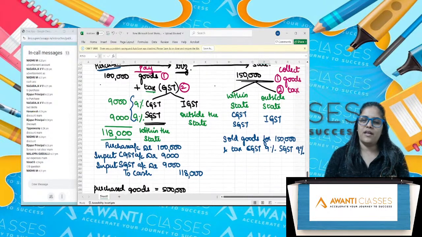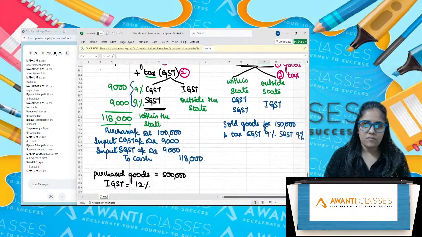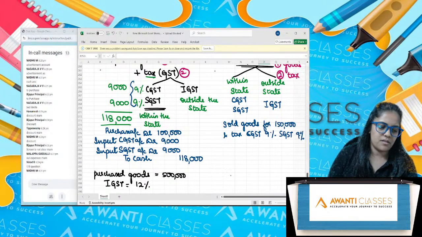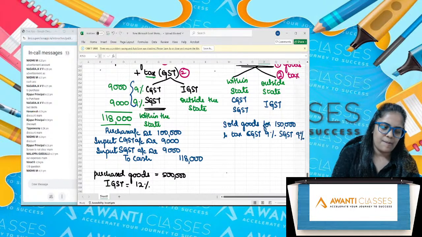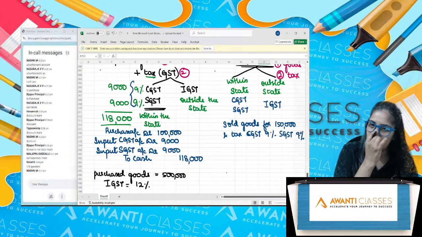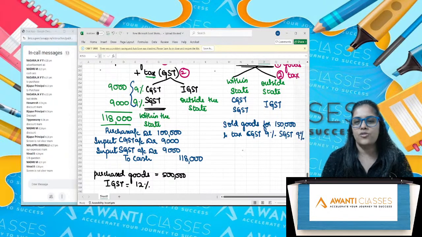So what will the entry be now? First of all, how much is 1,50,000 into 9%? 1,50,000 into 9% will be 13,500.